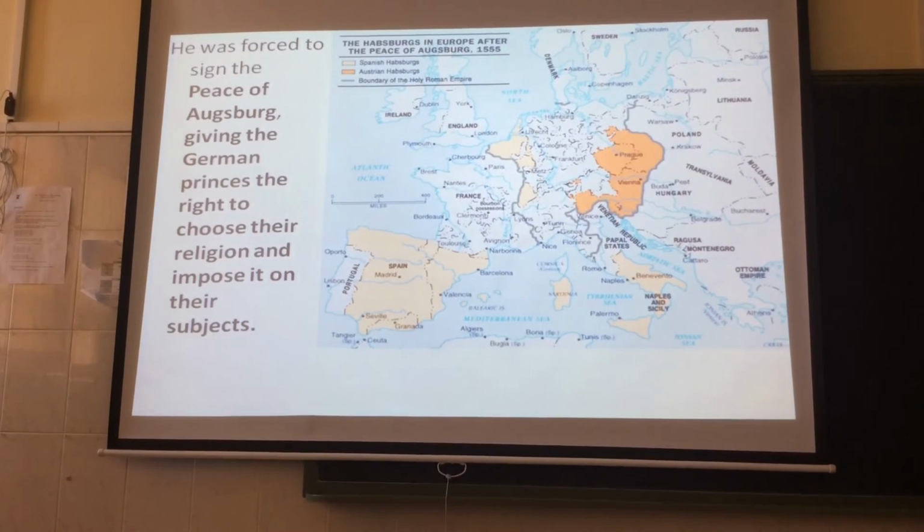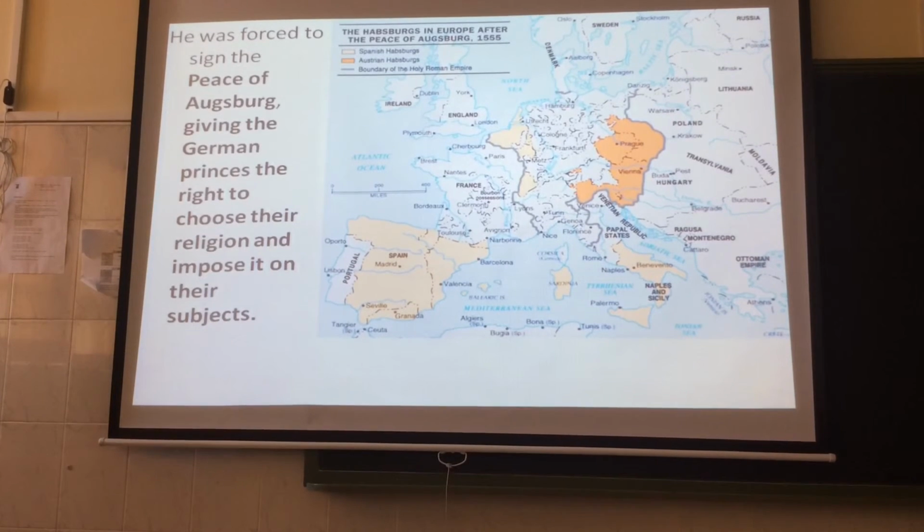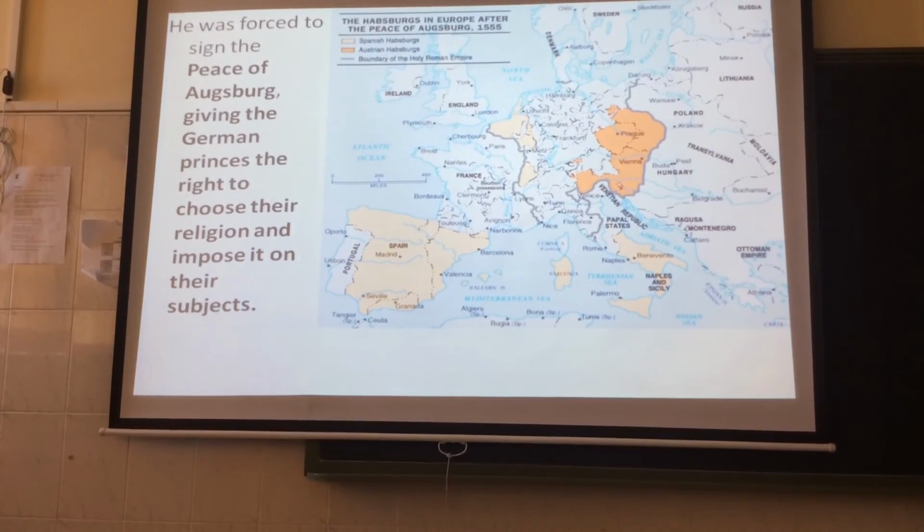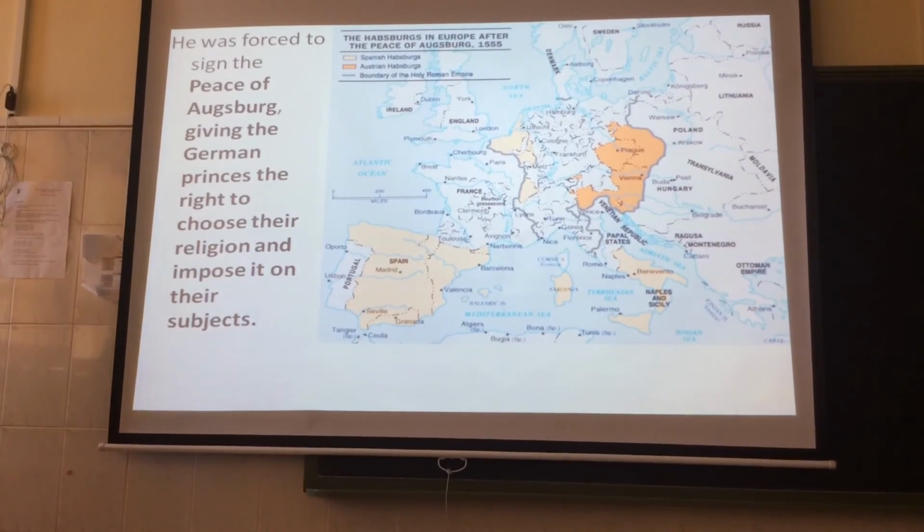And that's why in Germany you have an area of basically the size of a province that can be Protestant, and then next door you have the same size area that's Catholic. Okay?